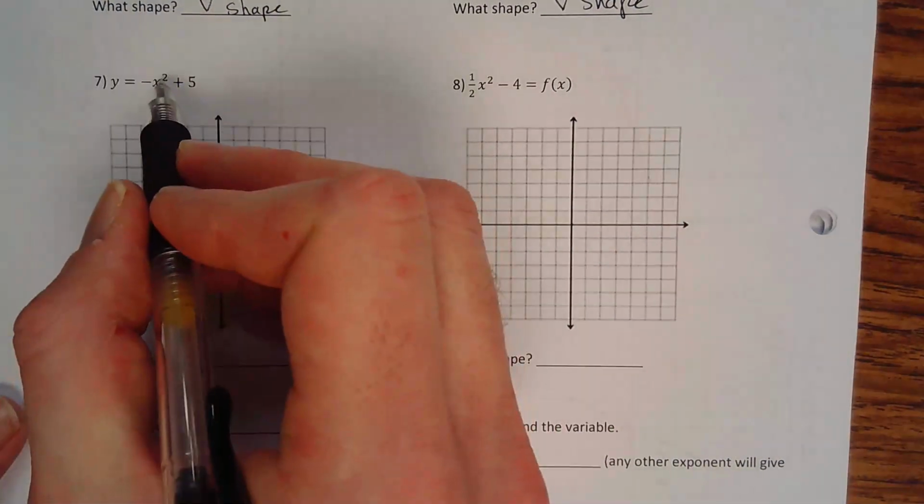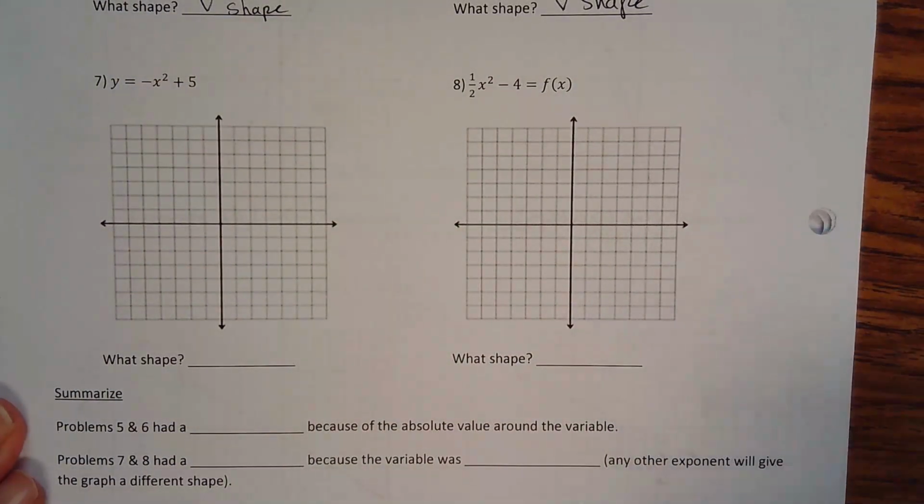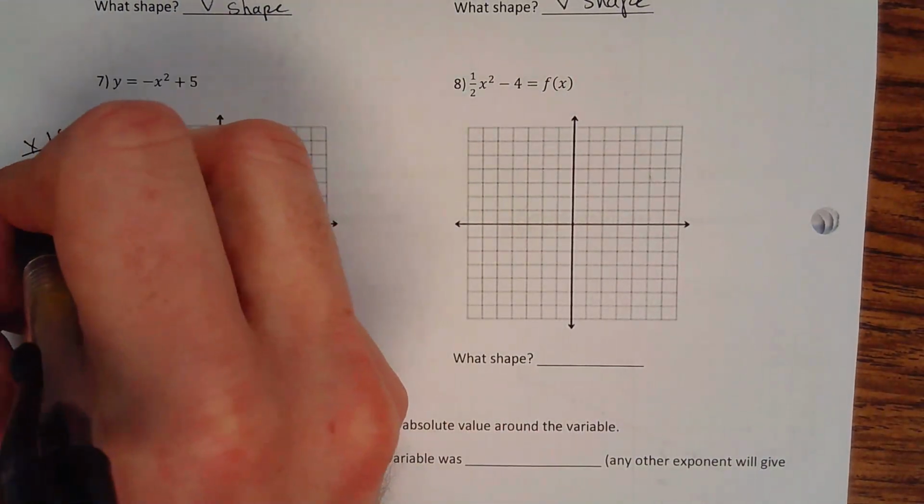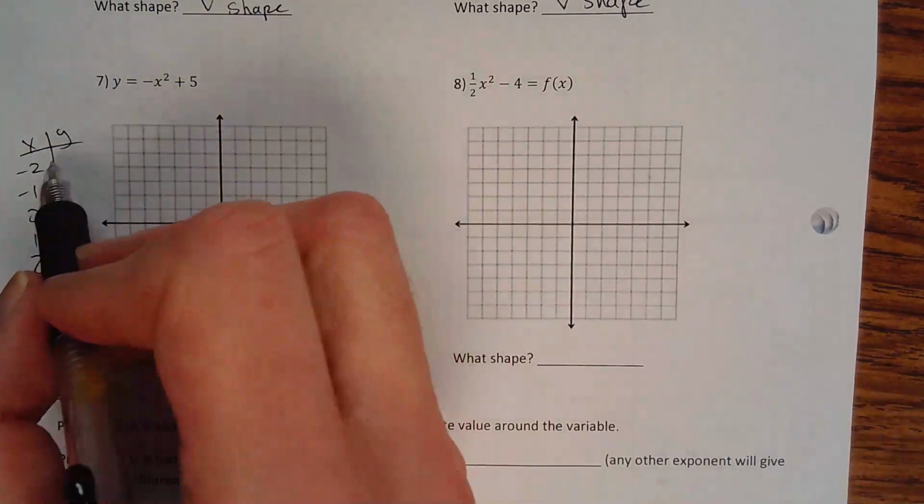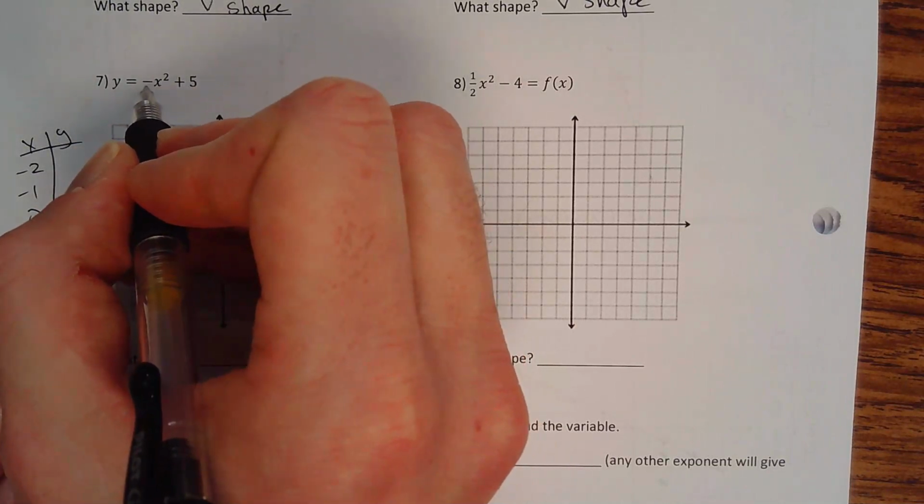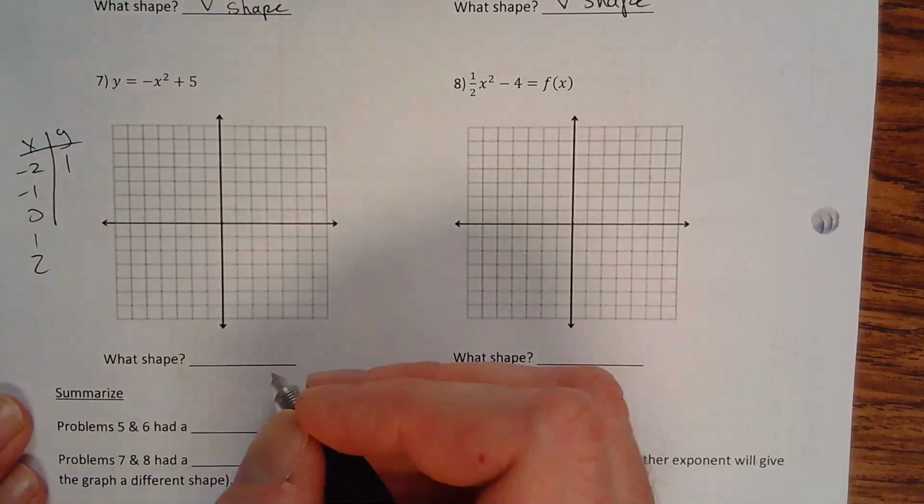Okay. Here I got some squareds. That's different. So no absolute value. Now I have squareds. How's that going to affect the shape of it? So if I make a t-table here, -2, -1, 0, 1, 2, plug it in. So -2 squared is 4. Take the opposite of that. -4 plus 5 is 1.